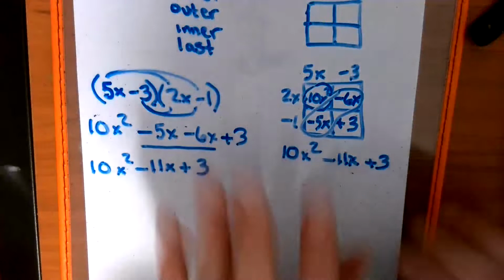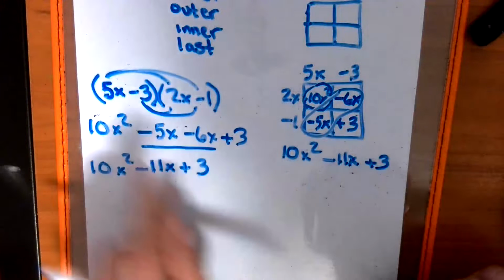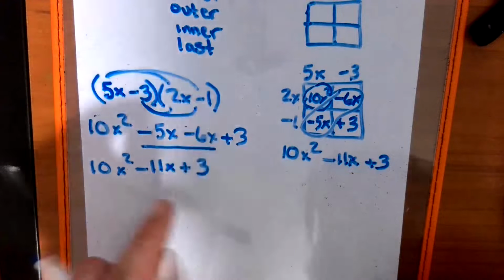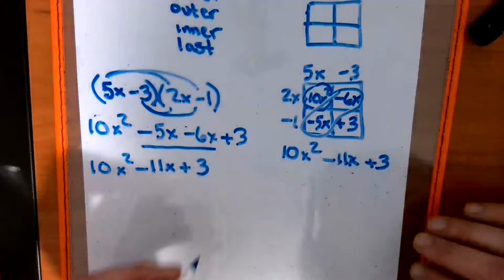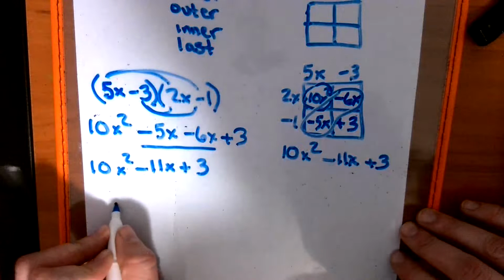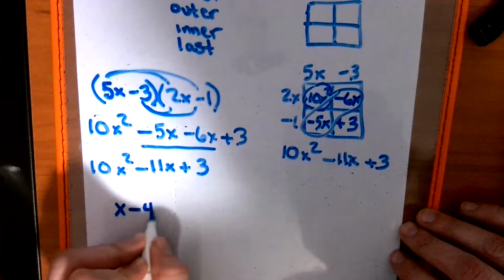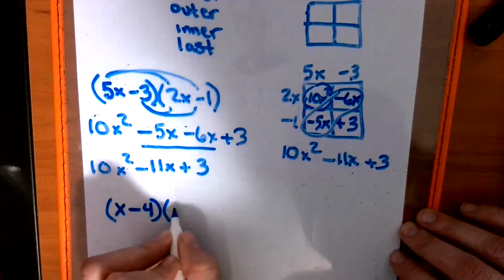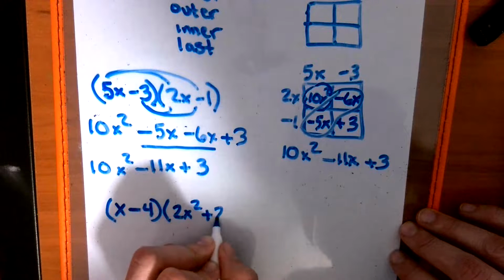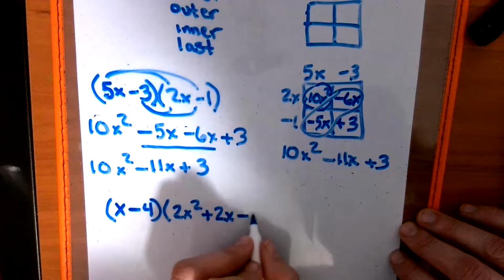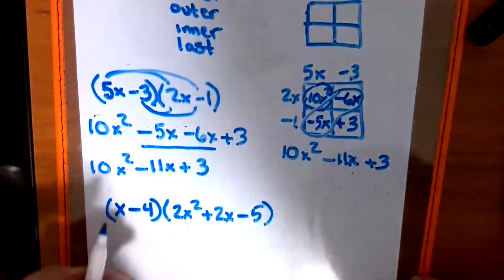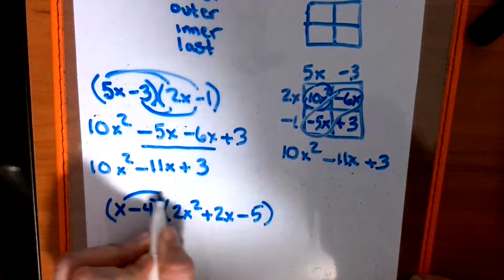You can even do this if you had like a binomial by a trinomial or something like that. Your box would just look longer. For instance, let me just make one up. Let's go x minus 4 and then 2x squared plus 2x minus 5. So if you had to FOIL this, it's just a little longer.